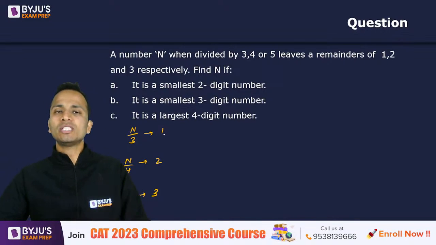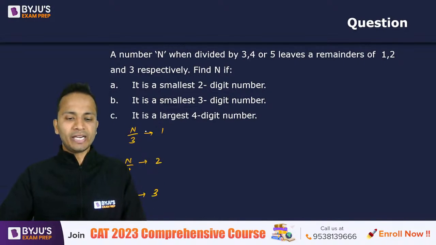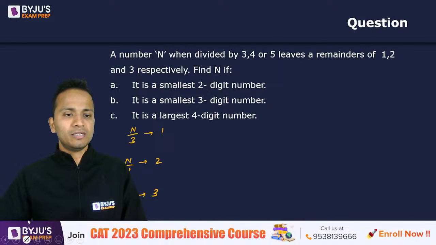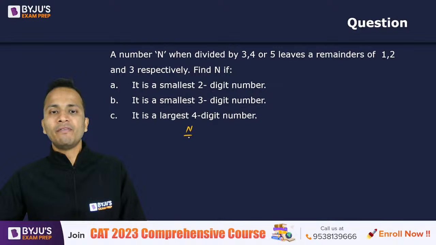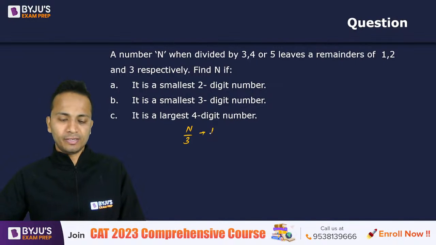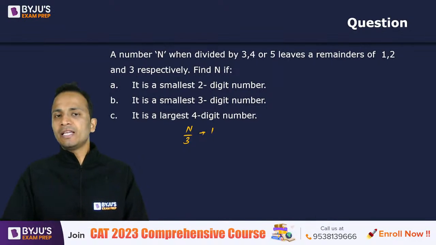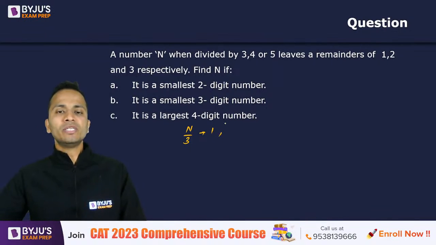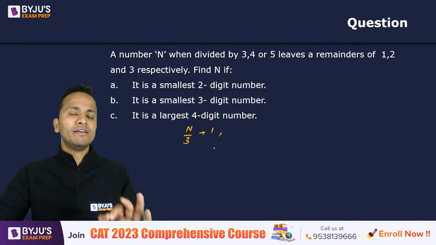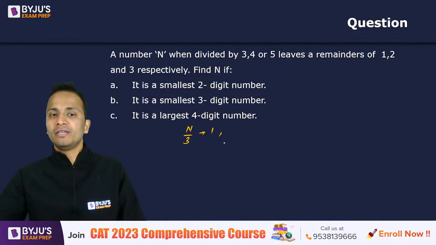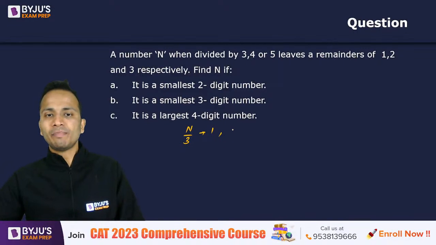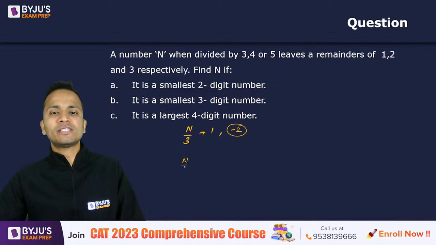What I'll do is the subtraction. So look at the first case: number when divided by 3, the remainder is 1. Here the divisor is 3 and the remainder is 1. So you can subtract the divisor from the remainder. That means 1 minus 3. So how much is 1 minus 3? Minus 2.